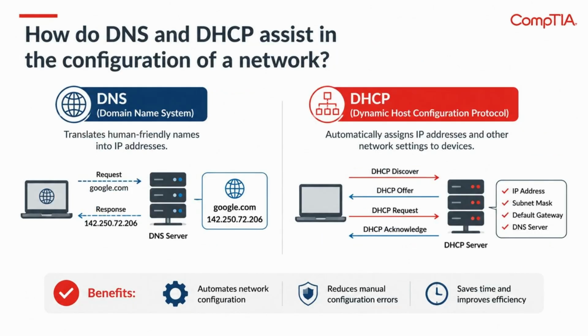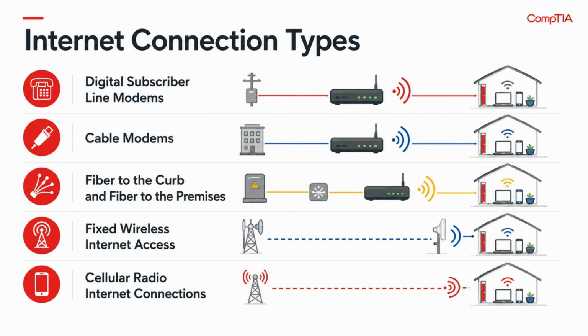DNS, the domain name system, translates human-friendly names like google.com into IP addresses. DHCP, Dynamic Host Configuration Protocol, automatically assigns IP addresses, subnet mask, gateway, and DNS server, cutting down on manual configuration errors. Here's what this lesson covers: DSL modems, cable modems, fiber to the curb and fiber to the premises, fixed wireless internet access, and cellular radio internet connections.